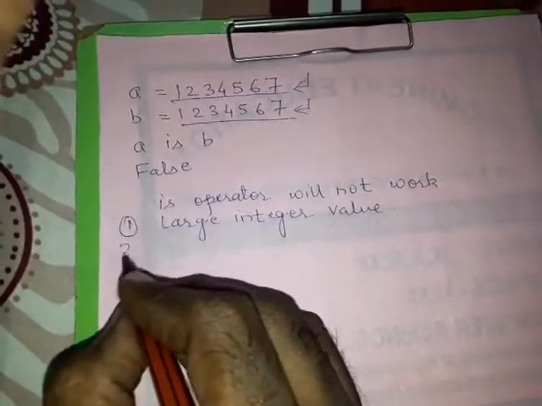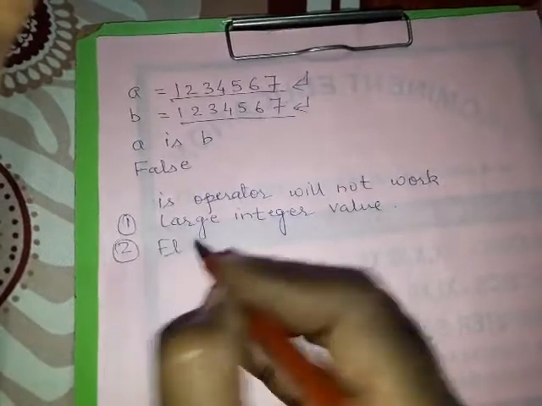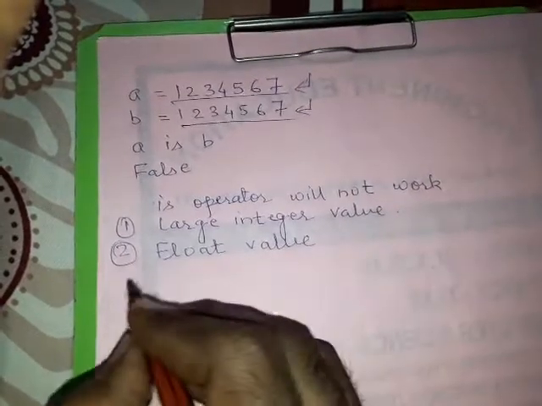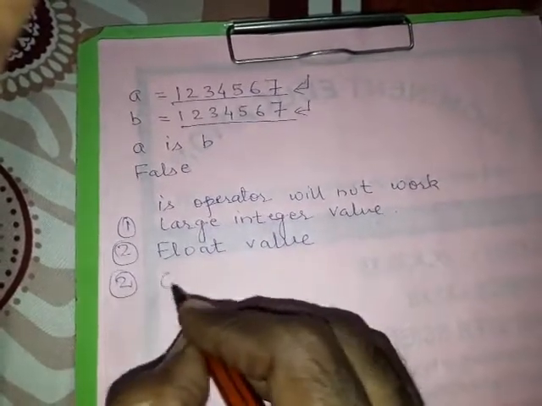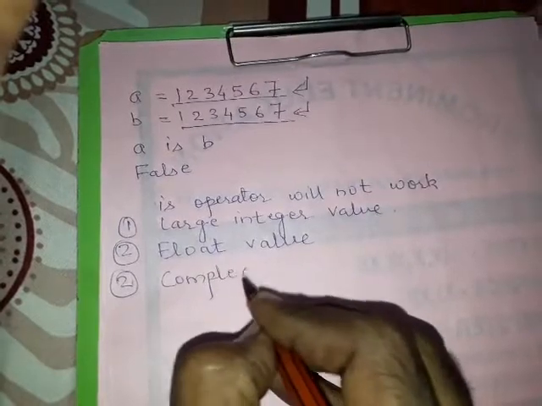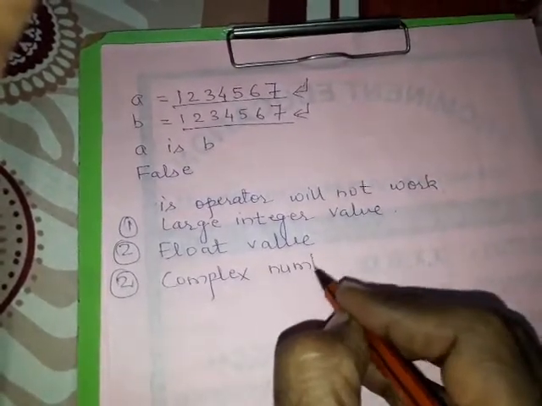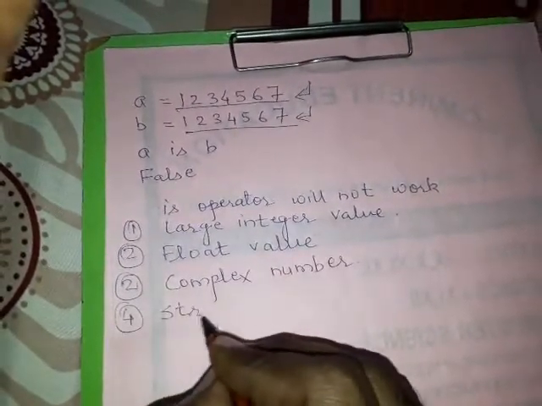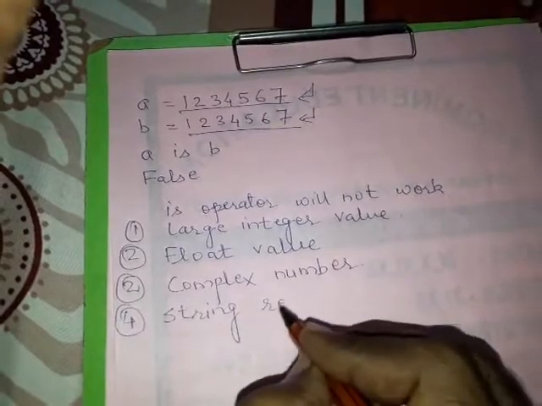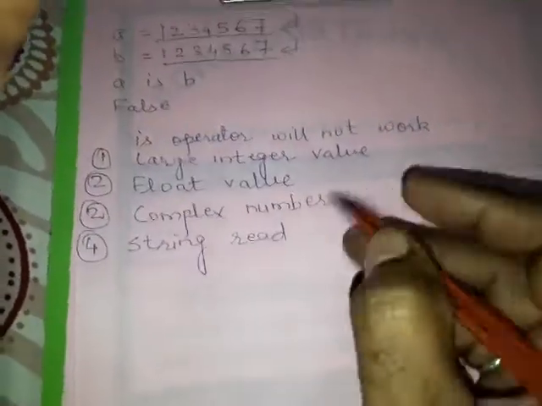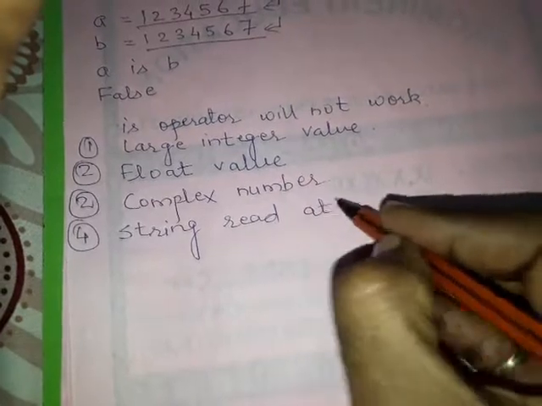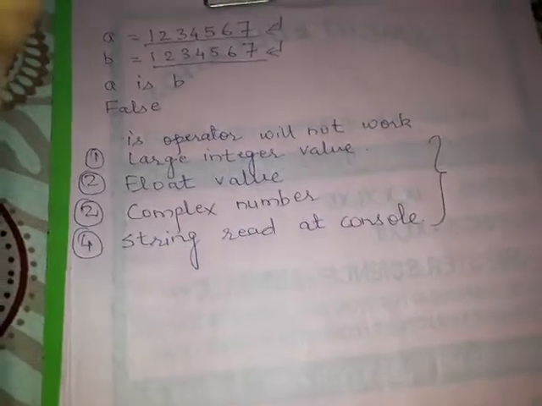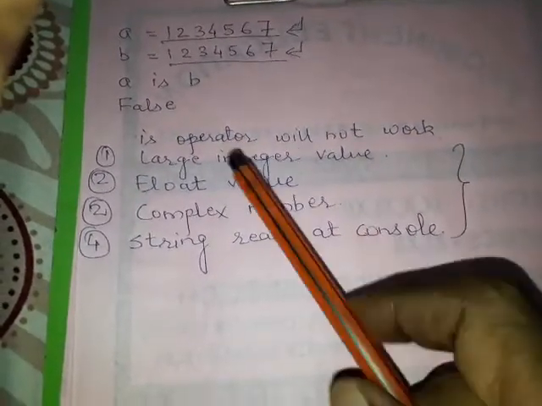Second, in case of floating point numbers, float values. In case of complex numbers, or in case of a string read at the console. So these are the 4 cases when the is operator will not work. Okay, so remember these 4 points.